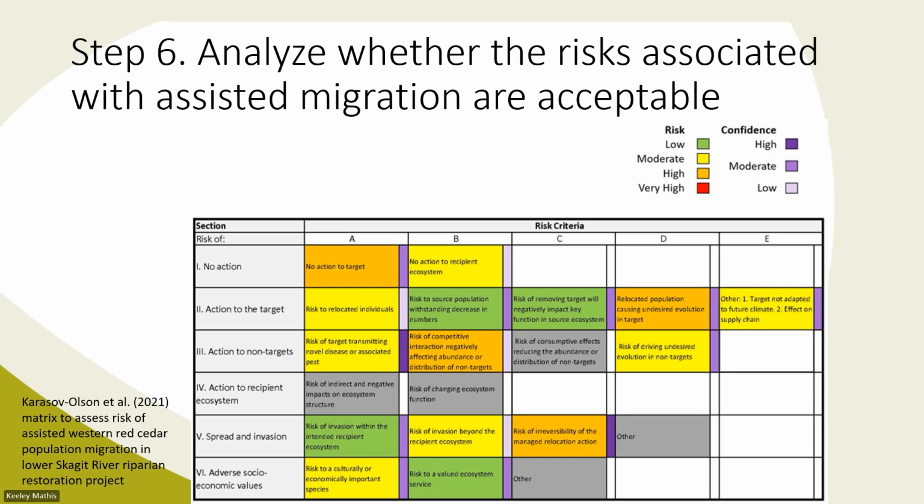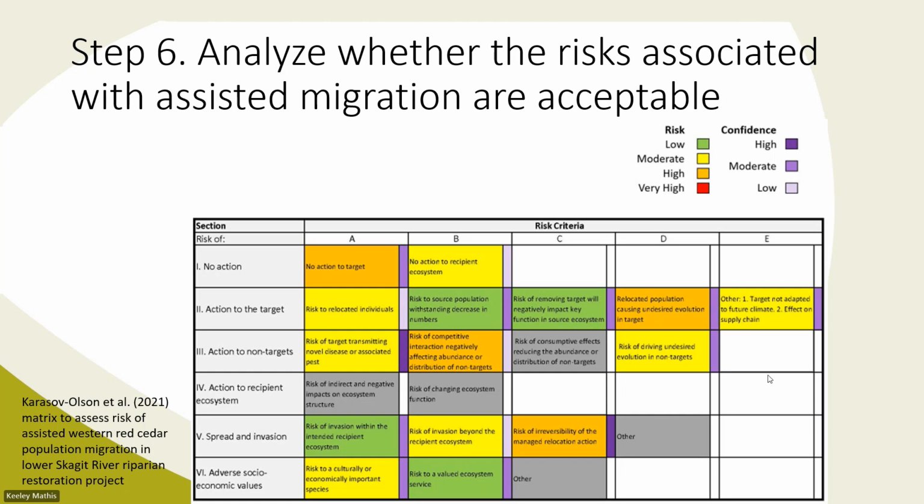And then there's a high risk of irreversibility of the managed relocation action. So once I bring in these Western red cedars from Oregon, I'm not going to be able to tell the difference between their offspring and the local offspring. So if they do turn out to be invasive, I don't have any way of eradicating them.